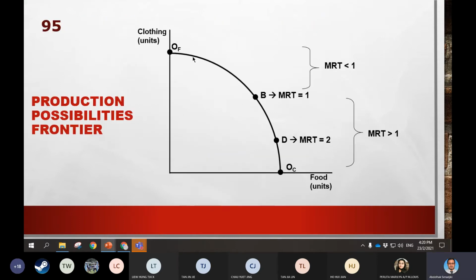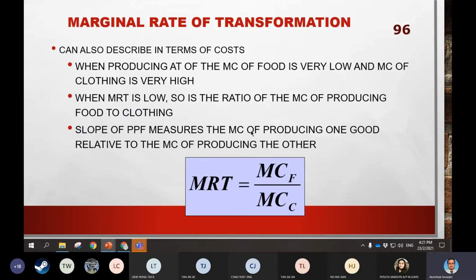So if I put here MC, the marginal cost of producing food, divided by the marginal cost of producing clothing. Again, always think of the relative: how much it will cost us to produce food is how much we are going to give up of producing clothing. So it is in relative prices rather than absolute prices.